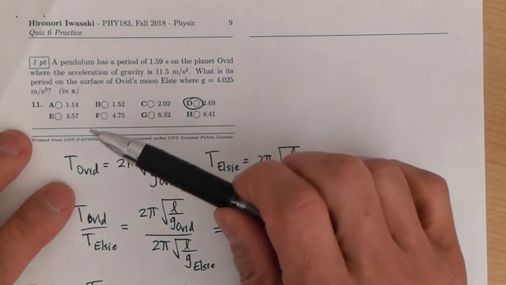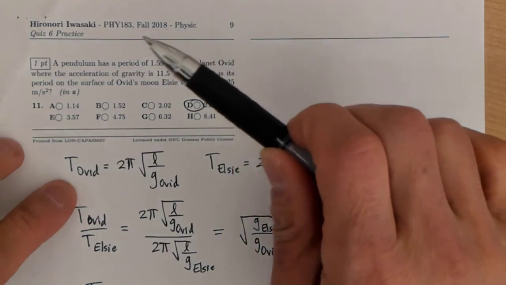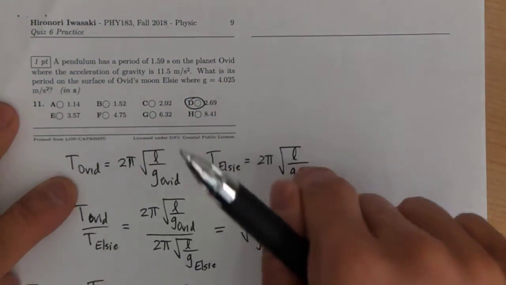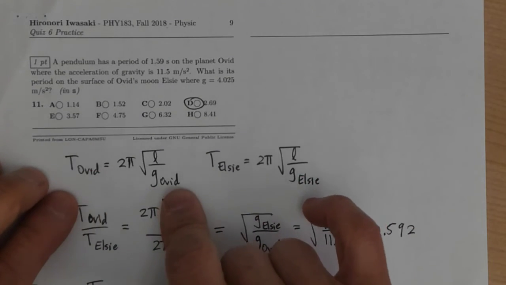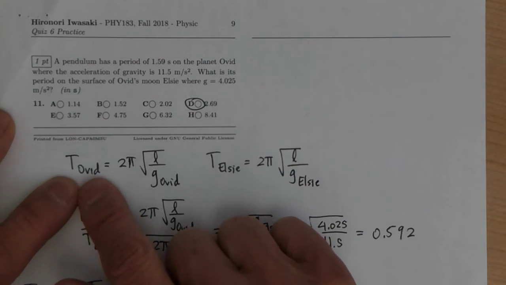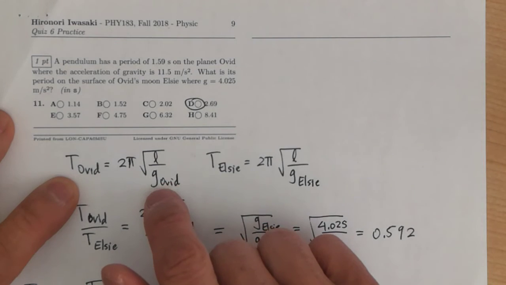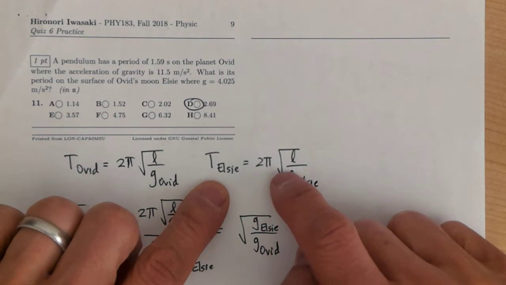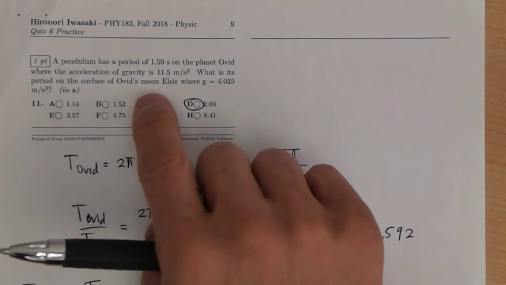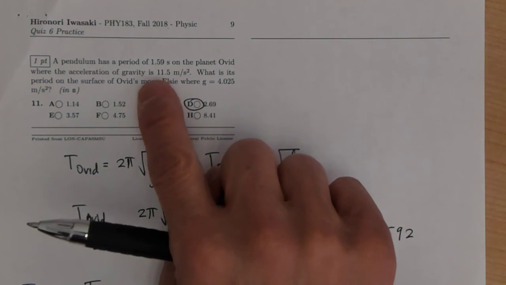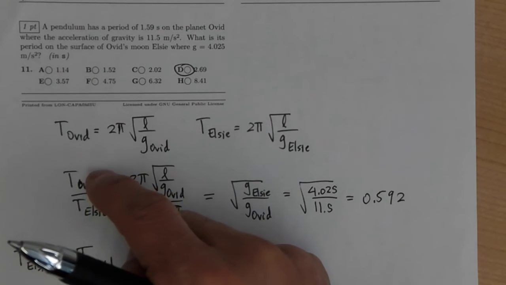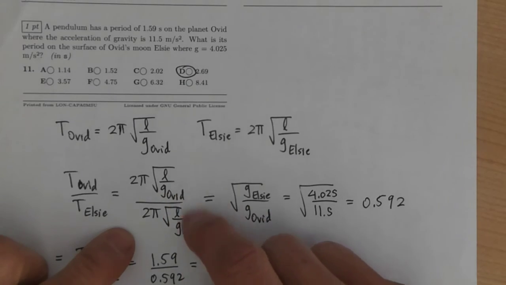Okay, let's write down. Remember, if we're comparing, this is what happens in one place, this is what happens in another place. You could have a lot of problems like this on quiz 6, so get used to this. Label them separately. The formula for the period on Ovid, T Ovid, is 2 pi square root of L over g Ovid. T Elsie is equal to 2 pi square root of L over g Elsie. Now, they give you information about Ovid, they want to know about Elsie. So what I'm going to do is just take the ratio of the two, T Ovid over T Elsie, to try to cancel things out.